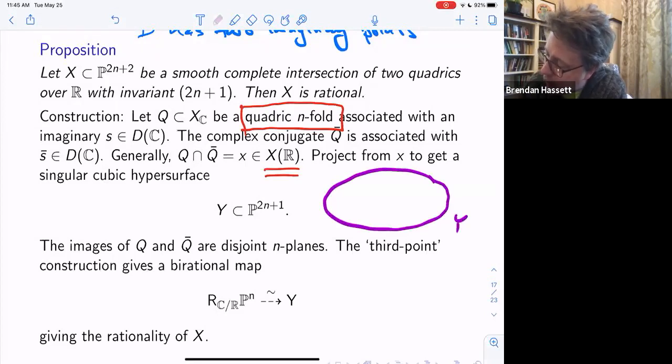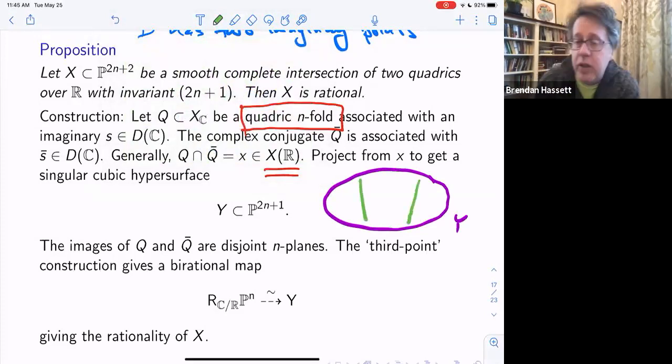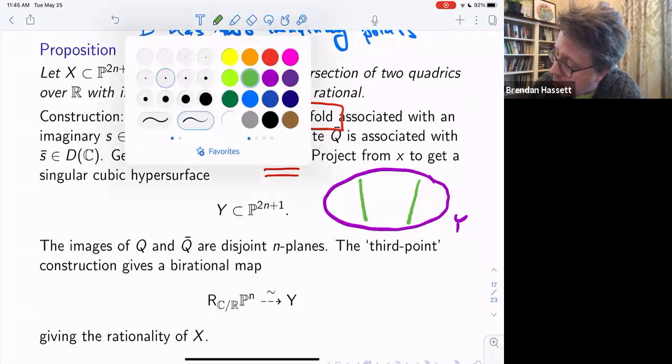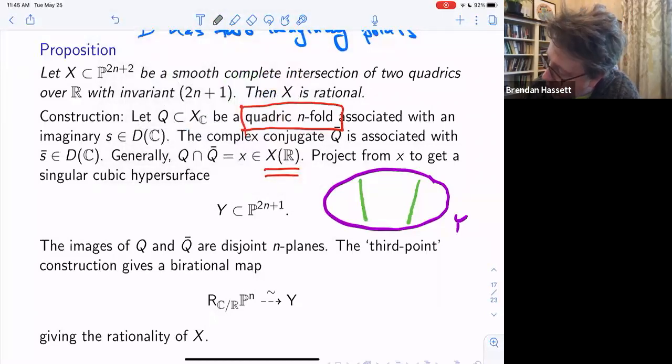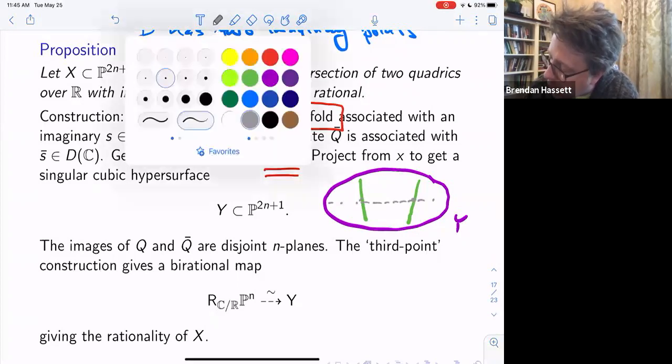And then I have these two disjoint subspaces. These are complex conjugate, but well, let me not draw them as such. Then the classical three-point construction, where I take the points on these lines and join them, and then look at the residual point of intersection.